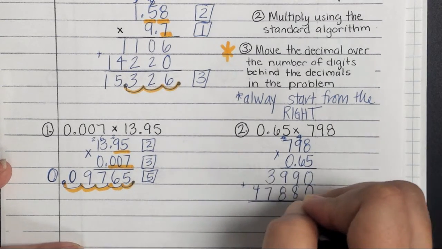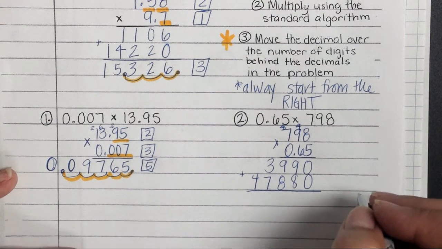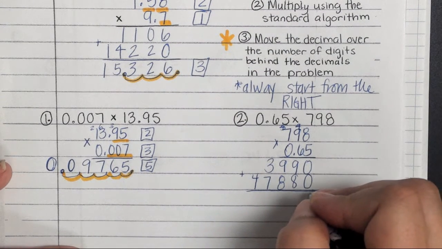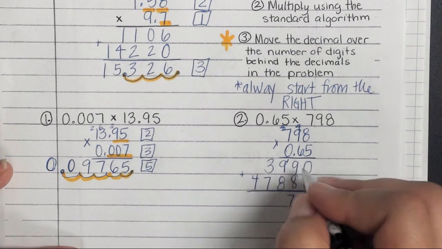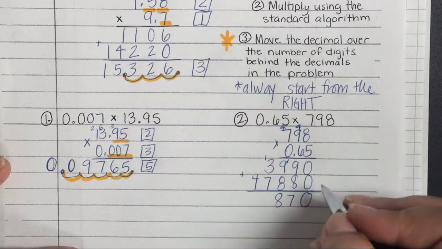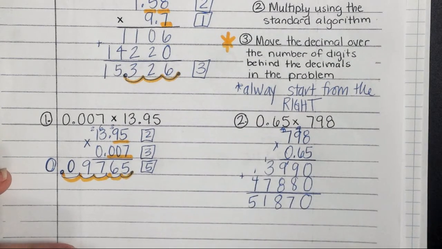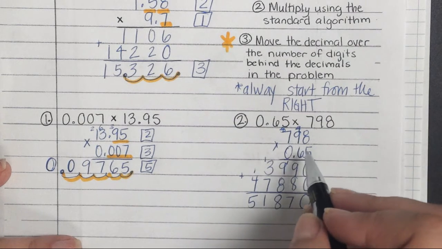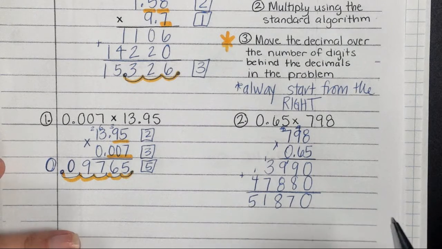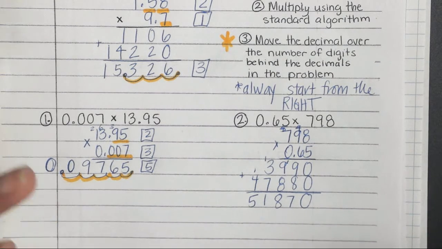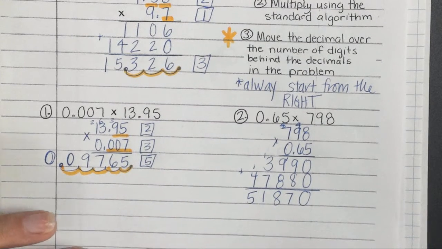Do I need to do the next 0? No, it's unnecessary, because I can always fill in that placeholder if I have to. 0 plus 0, of course, is 0. 9 plus 8, 17. Careful. And that gives us 18, 11, and 5. So, again, almost 800 times almost 1, our reasonable answer should be somewhere around 800. That says 51,870. We know that's not reasonable.